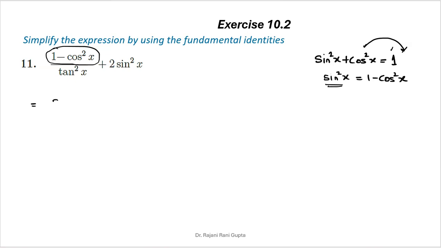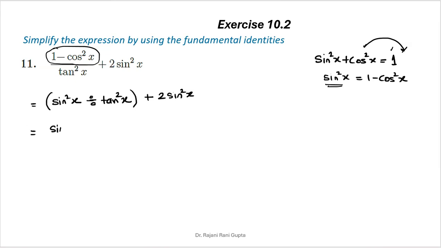So, let's see. This is sine square x. Then you have divided by tan square x. Okay? And plus 2 sine square x that we will change later. So first we will simplify this. Okay, again, why I put this division notation? Because tan is written as the quotient of two terms. So better to write it in this way.